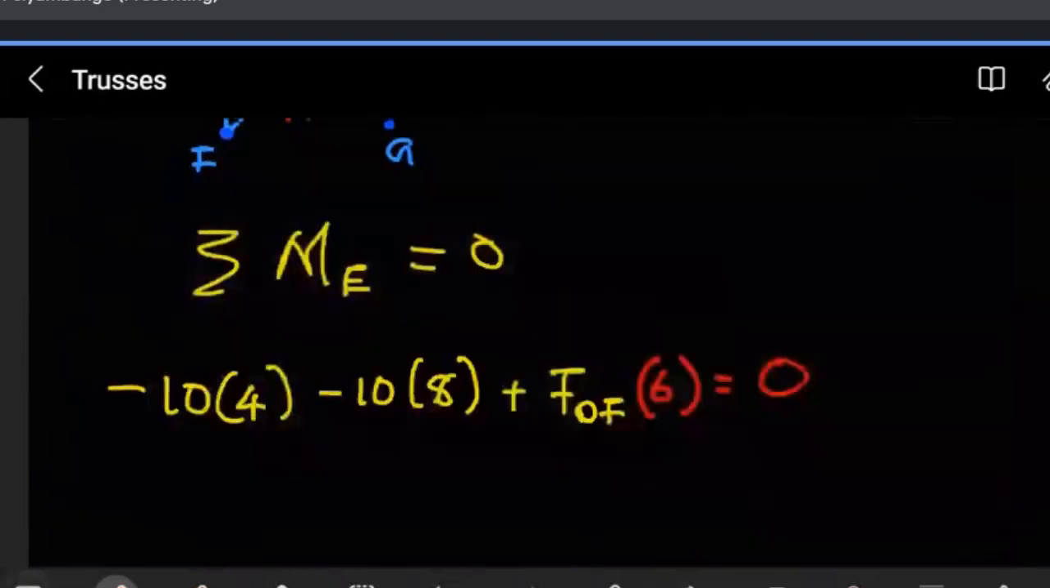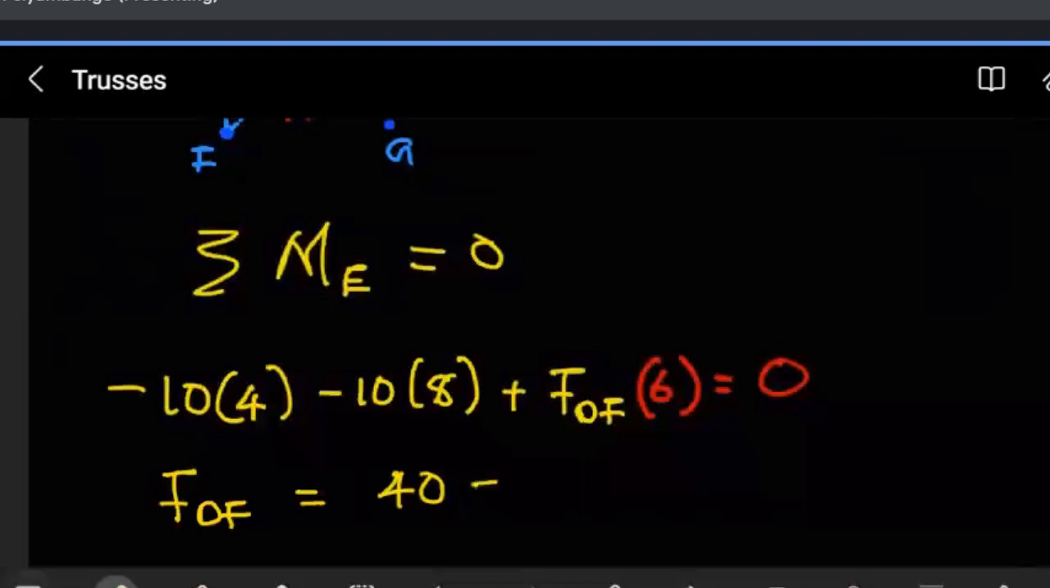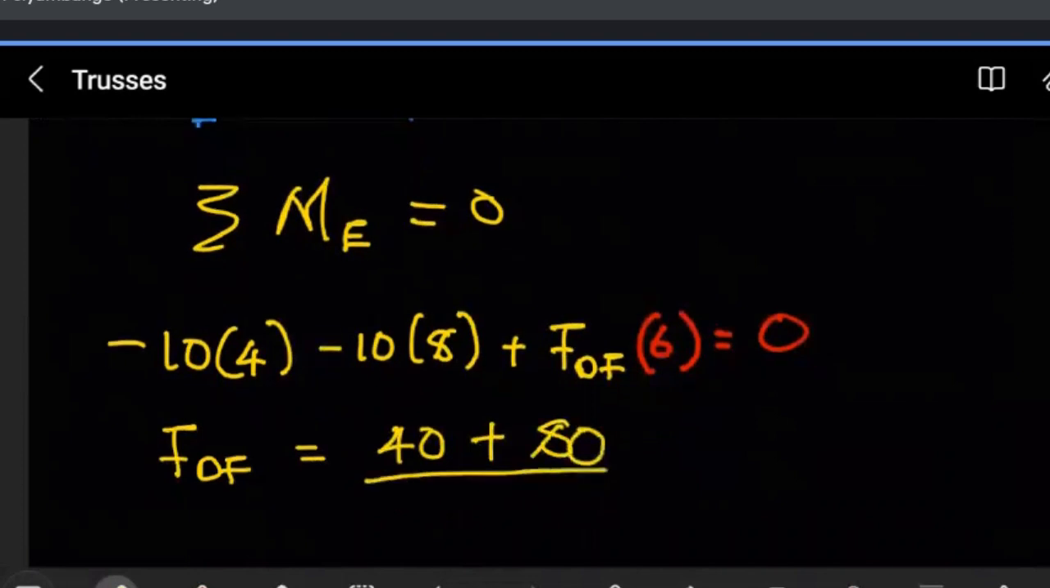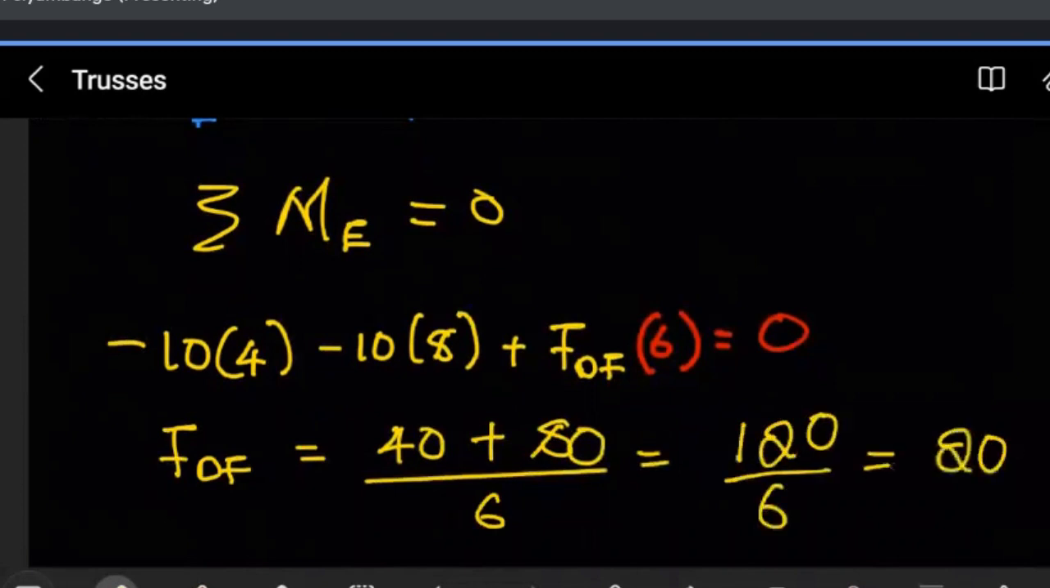From here, we can do the math, move everything else to the right-hand side. You remain with only FDF. Of course, I will divide also by that 6. So you're going to have 10 by 4. This is going to be 40 to be positive on the right-hand side. And then 10 by 8, it's going to be 80. Again, this is going to be positive on the right-hand side, but you have to divide this by 6. So this is basically just 120 divided by 6. This becomes 20, and the forces here are given in that unit.